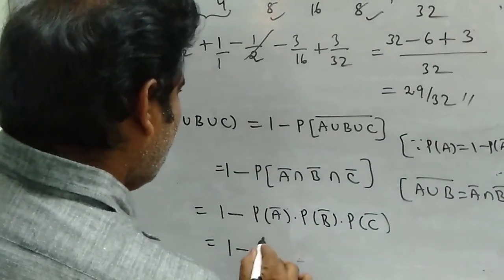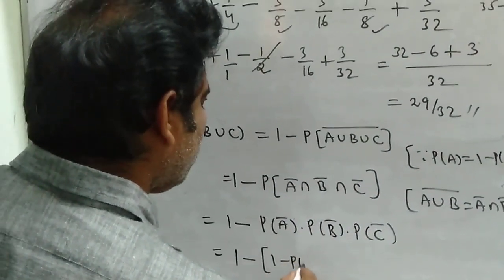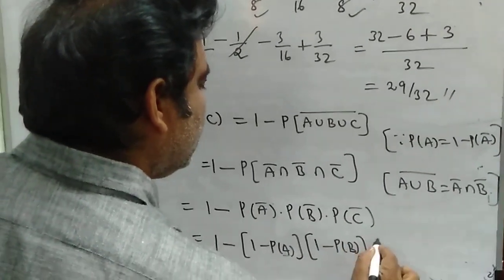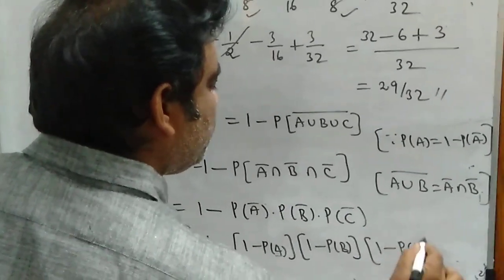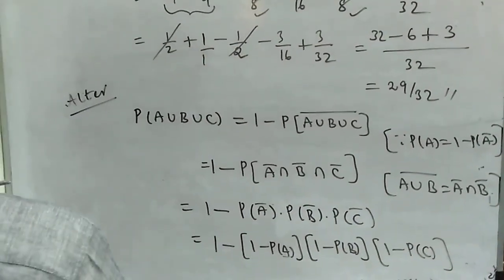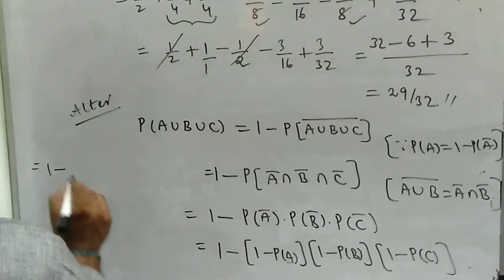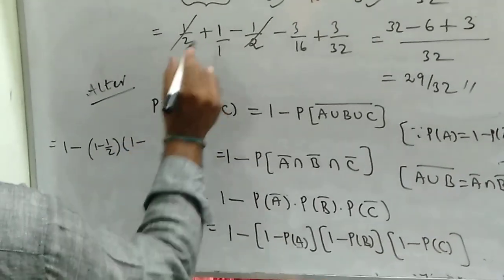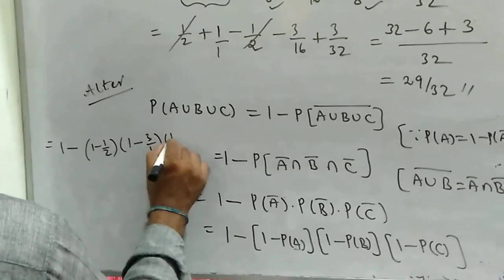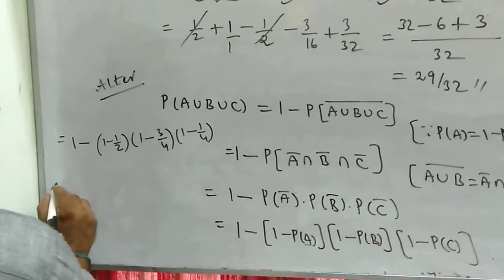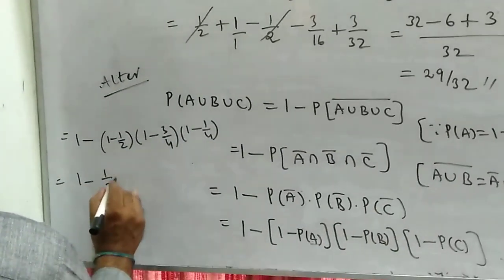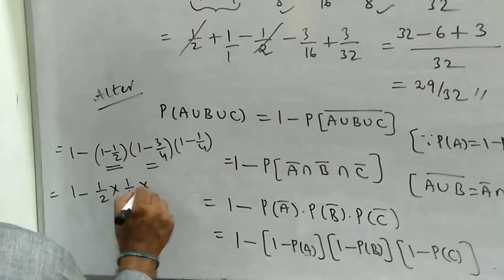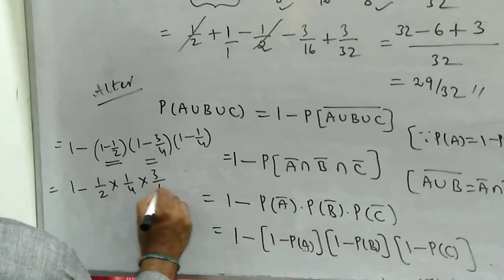So what is P of A bar? This is 1 minus P of A. Similarly, P of B bar is 1 minus P of B, and P of C bar is 1 minus P of C. So we have 1 minus half, 1 minus 3 by 4, and 1 minus 1 by 4. That is 1 minus 1 by 2, this is 1 by 2; 1 minus 3 by 4 is 1 by 4; 1 minus 1 by 4 is 3 by 4.